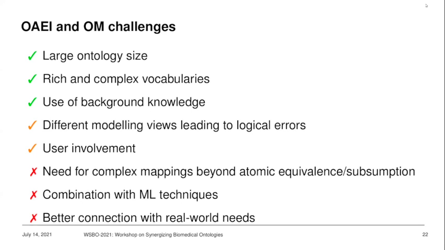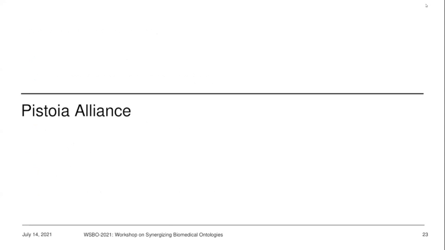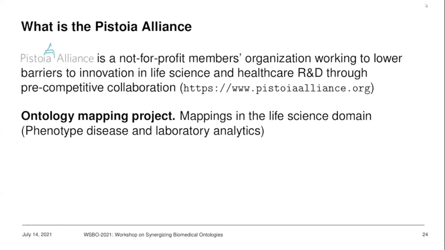And this is also one of the motivations why I'm here, and also why I was very happy when Ian Harrow approached me from the Pistoia Alliance to see how we could collaborate. For those who don't know what the Pistoia Alliance is, it's a not-for-profit organization involving mostly industry but also academia, and it is running different projects. One of the projects is the Ontology Mapping project that tries to provide solutions to match life science ontologies, specifically in the phenotype disease domain and also in the laboratory analytics domain.